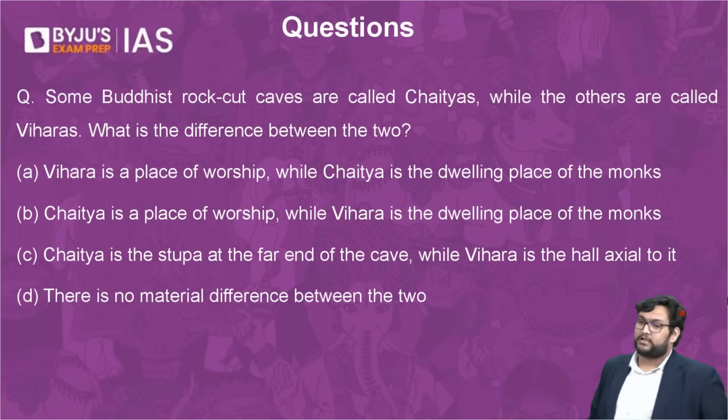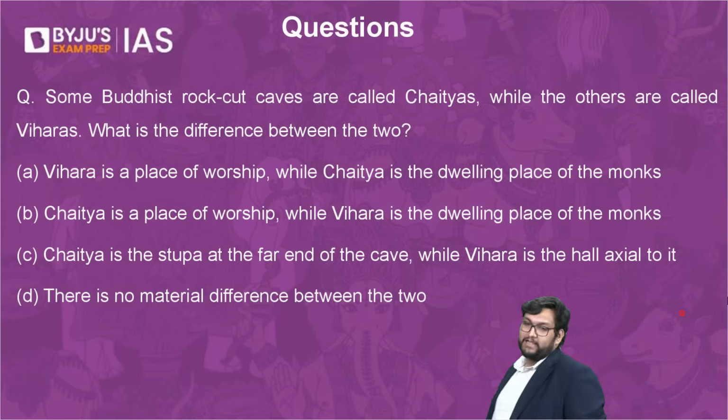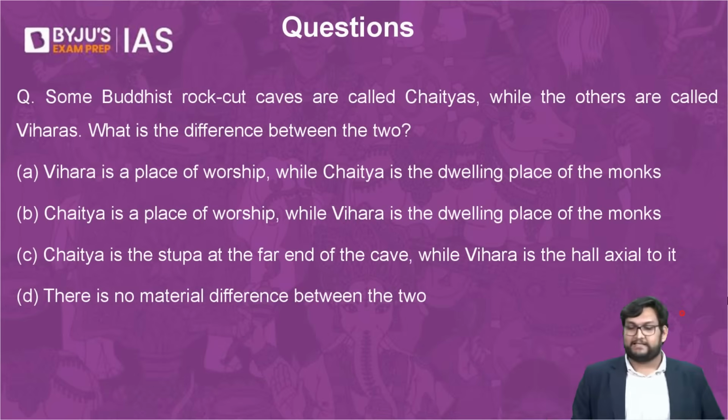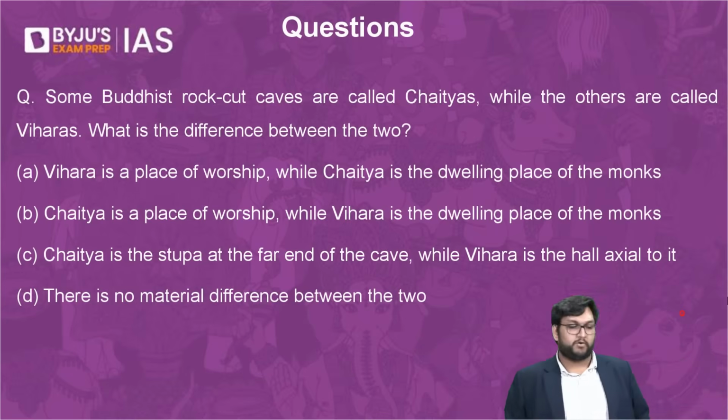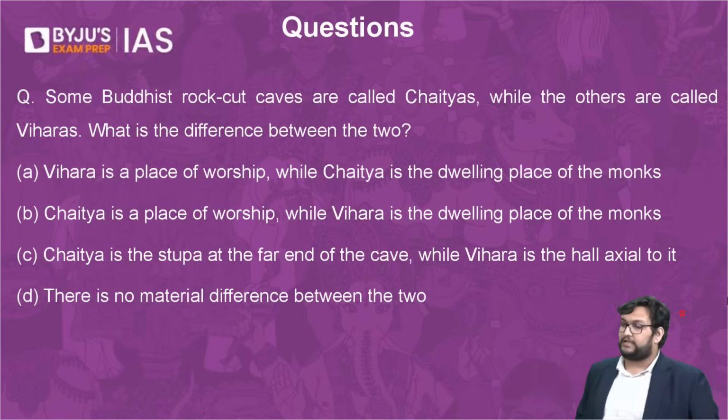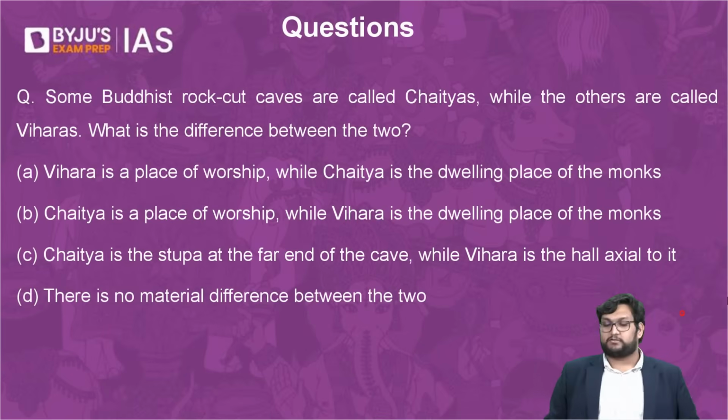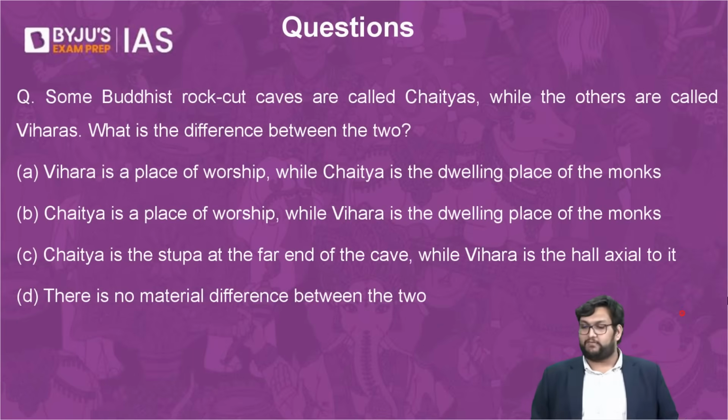Some Buddhist rock-cut caves are called chaityas, while others are called viharas. What is the difference between the two? Vihara is a place of worship, while chaitya is a dwelling place of monks. Chaitya is a place of worship, while vihara is a dwelling place of monks. Chaitya is a stupa at the far end of the cave, while vihara is a hall axial to it. There's no material difference between the two.